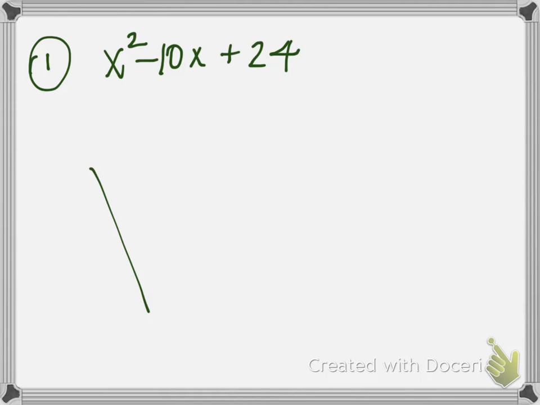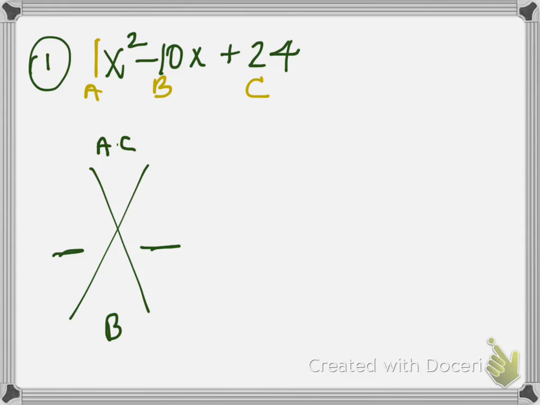Remember, it's simply a times c in the top and b in the bottom, and then two numbers that multiply to be whatever a times c is and add to be whatever b is. So if I fill this in here, a times c, since a is 1, is just whatever c is, 24. Negative 10 is our b. So I need two numbers that multiply to 24 and add to negative 10.